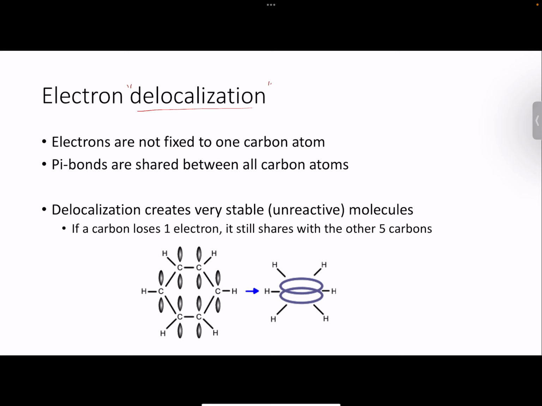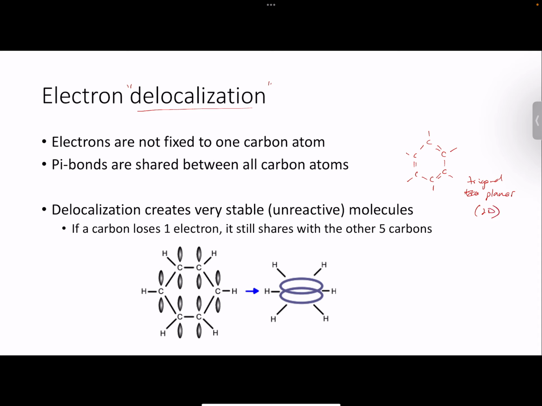So in delocalization, you can see at the bottom here, the electrons actually leave the individual atoms and they form like a circuit above and below the plane of the atom. So if we were to draw benzene out, we can see this alternating double bond pattern. Because these carbons are all AX3, this is trigonal planar.